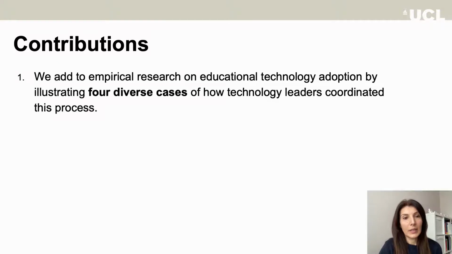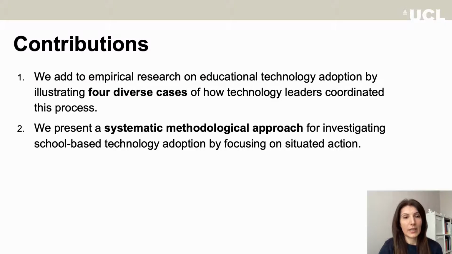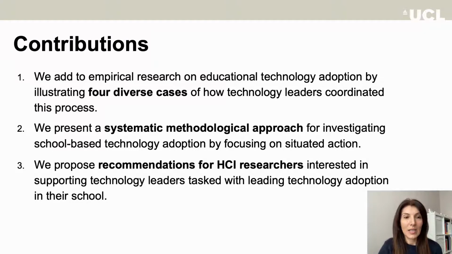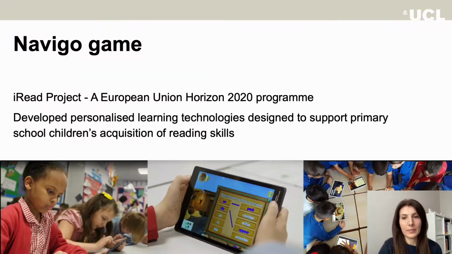In our paper, we contribute to empirical research on educational technology adoption by illustrating 4 diverse cases of how technology leaders coordinated this process. We present a systematic methodological approach for investigating school-based technology adoption by focusing on situated action, and we propose recommendations for HCI researchers who are interested in supporting technology leaders through this process.